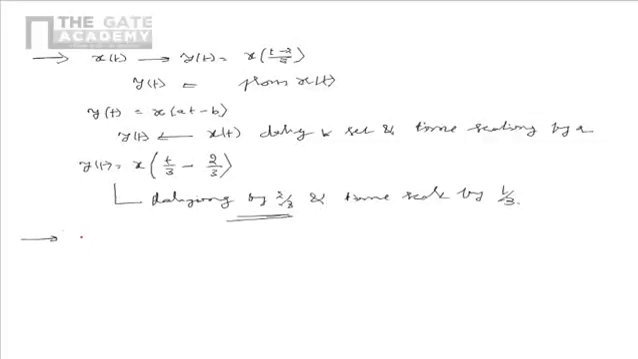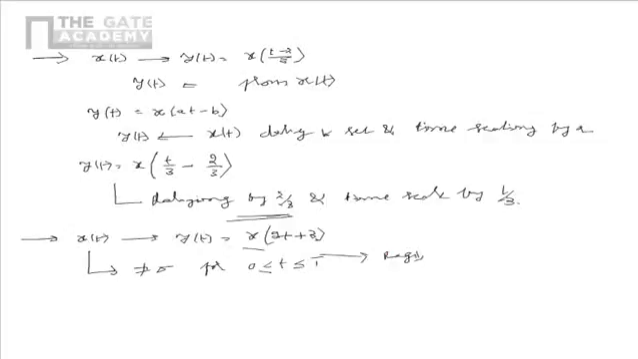Now let us consider another signal x of t, and a derived version of x of t as y of t equal to x of 2t plus 3. It's given that x of t is not equal to 0 for 0 to capital T. So you have to find the region in which y of t is not equal to 0.